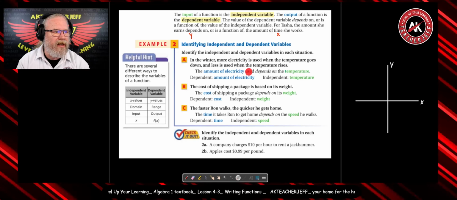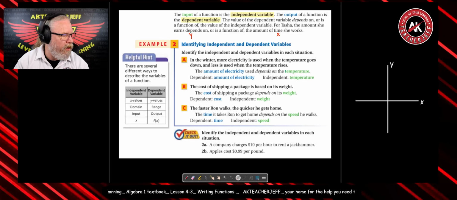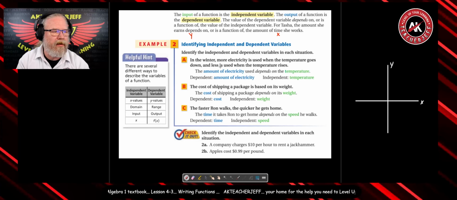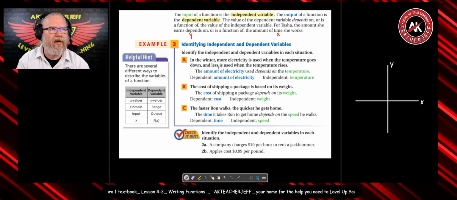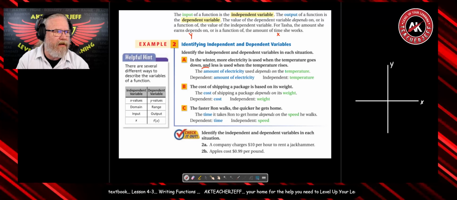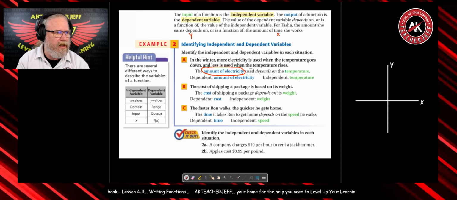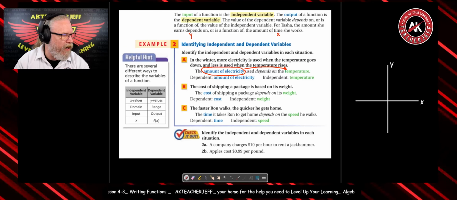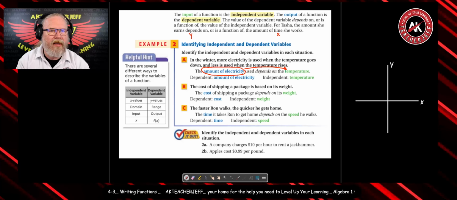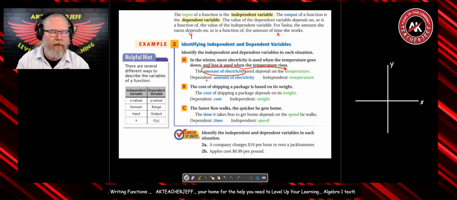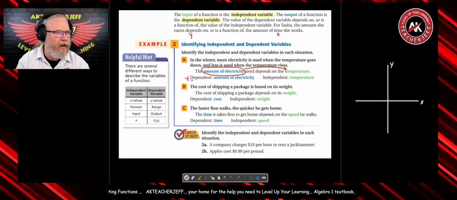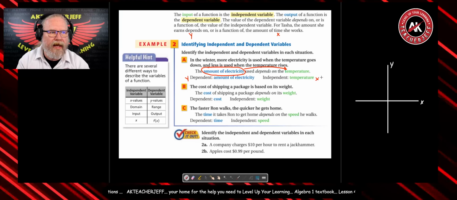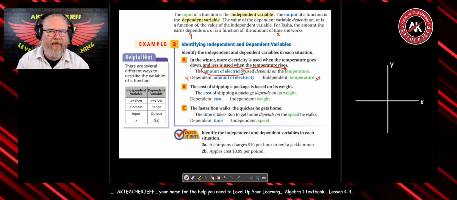Now, I like to use a personal strategy of circling one and then pointing to the other. Circle the one that's affected by the other. So the amount of electricity depends on the temperature. Whenever I do it this way, the part that's circled is going to be my dependent variable, also known as my y value. The part that's getting the arrow pointed to it is going to be the x value, the independent variable.